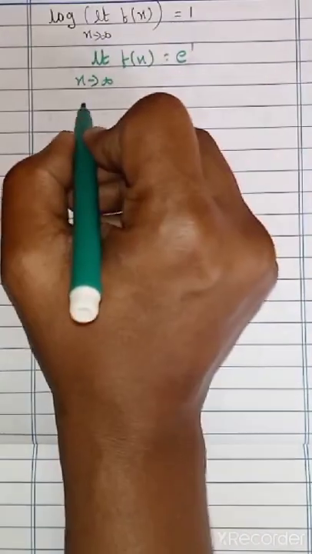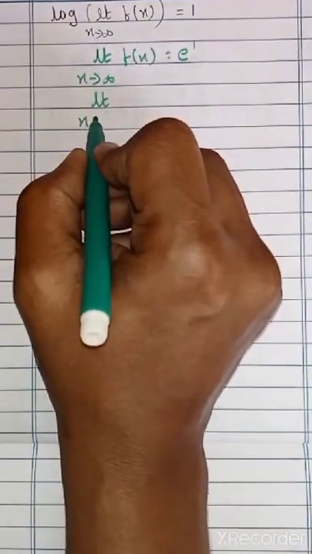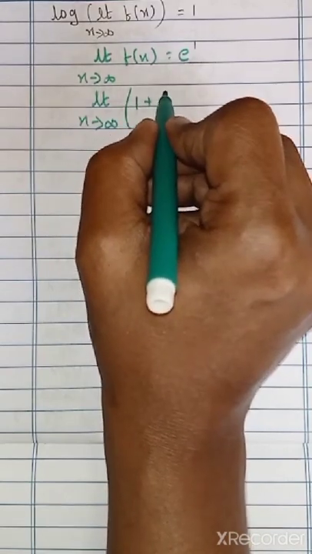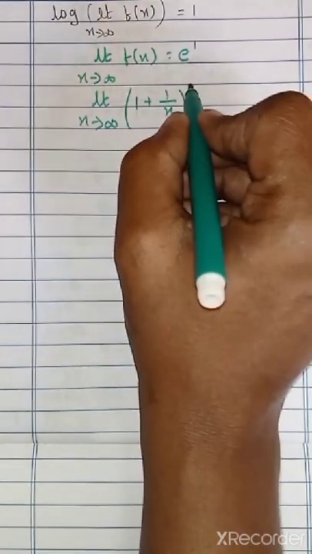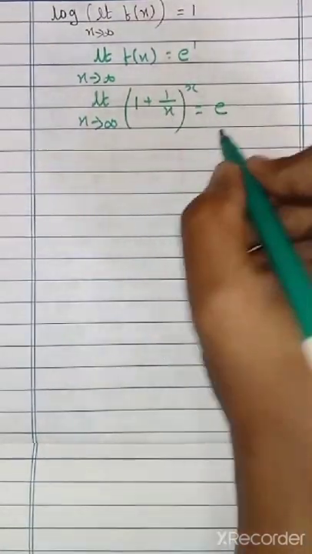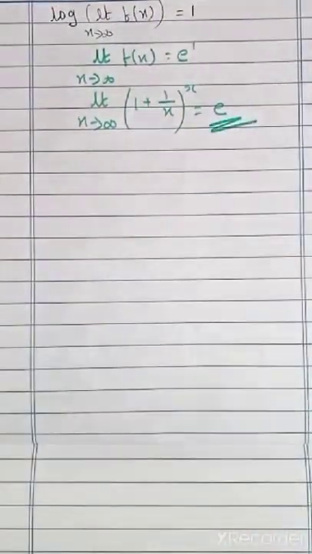Now replace your f of x value. So limit x tends to infinity, what is f of x? (1 plus 1 by x) the whole power x, which is equal to e power 1, that is e. That is your final answer.